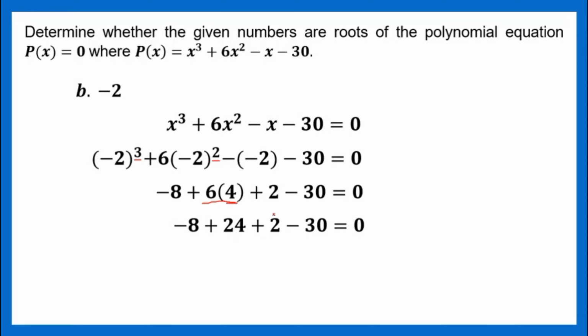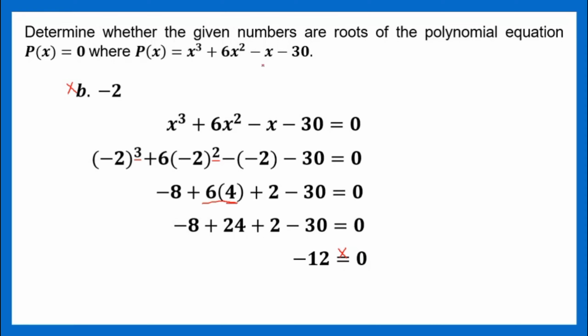Tapos, magpa-plus tayo ng 18. Minus 30 is negative 12, right? Negative 12 is equal to 0. Now, hindi siya tama. Tama? Negative 12 is not equal to 0. So, mali yan. Ibig sabihin, yung negative 2 dito ay hindi root of a polynomial function.